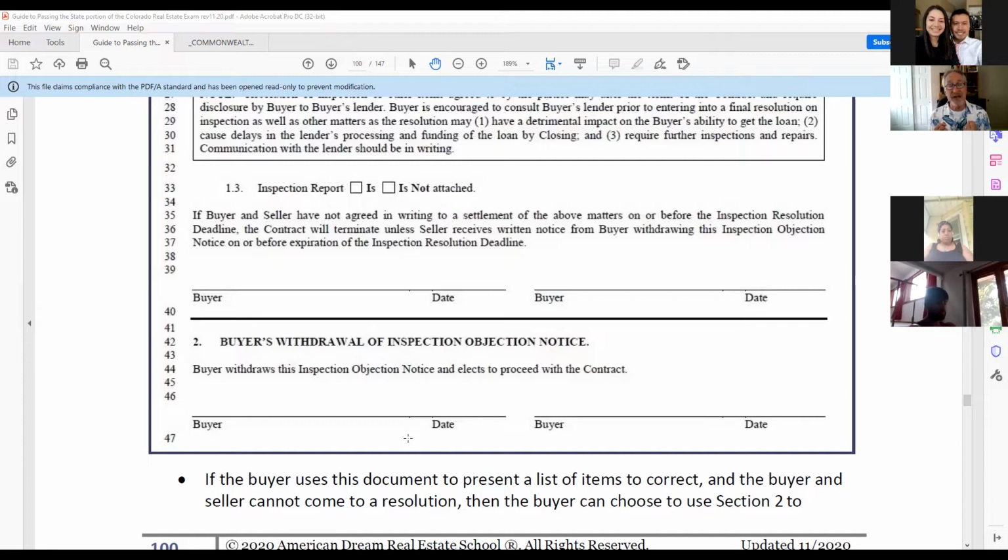Now, when they do that, then there is no objection. Then the resolution deadline can come and go for inspection, and the contract stays because there's no objections to resolve, you see. See how that worked? So that's why there's 2 places for the buyer to sign. One that they deliver and one where they withdraw the objections if they so choose. For whatever reason, I just gave you one potential reason why they may withdraw.